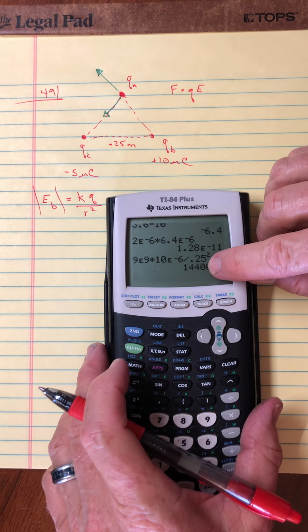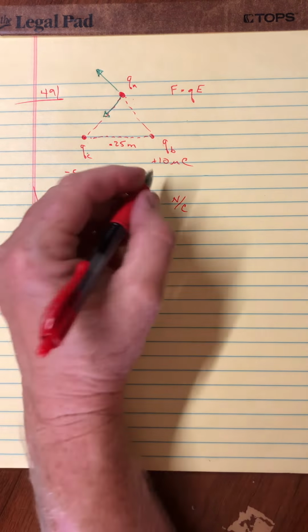1, 2, 3, 4, 5, 6. And times 10 to the 6th. So that is the electric field magnitude at B. Now, the magnitude at C is kind of the same thing. The only difference is I would have half the charge. So looking ahead and anticipating that, why don't I just take that field and cut it in half? And so we're looking at a 7.20 times 10, and that should probably be a 5, right? 1, 2, 3, 4, 5 newtons per coulomb.